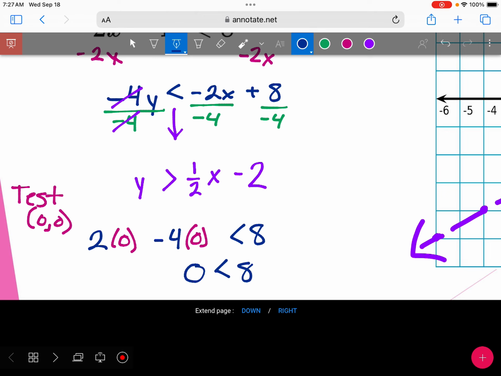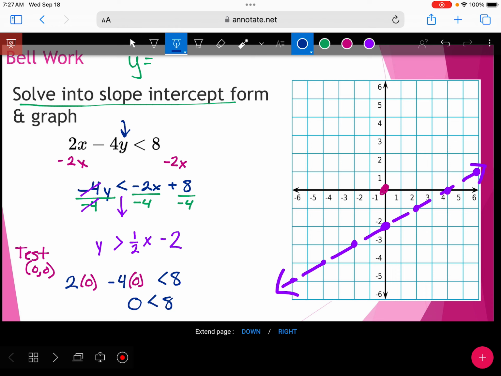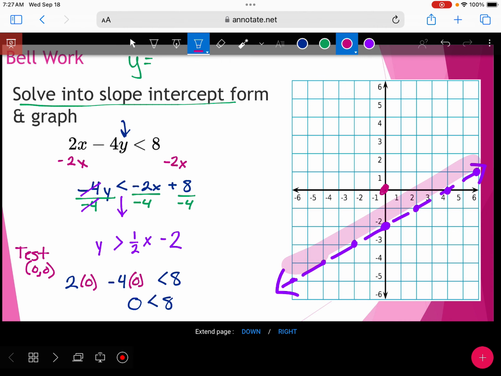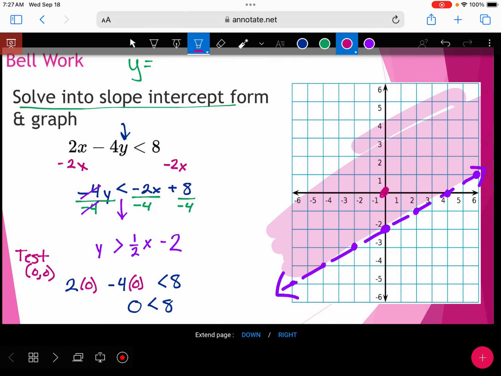Above our line or below our line? Above, because we color where it's true. So up here. There we go. Like that. Coloring things in. Okay. Questions on this one?